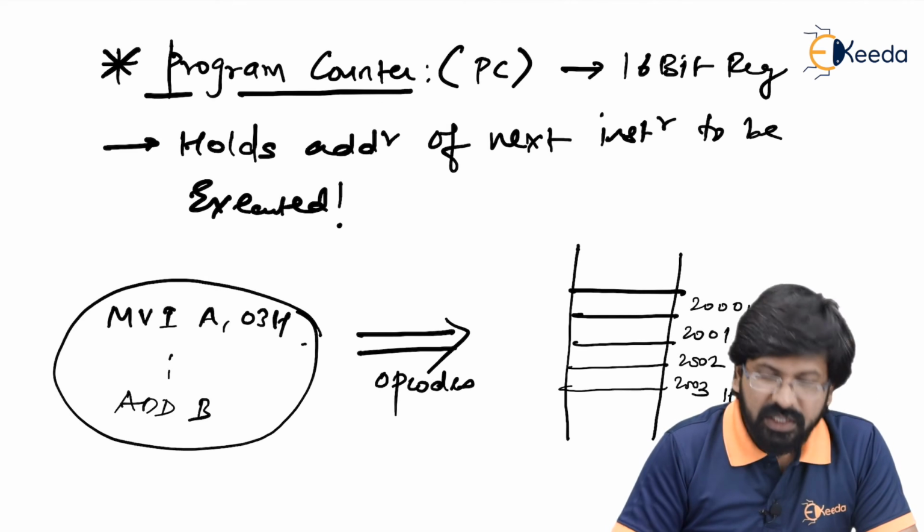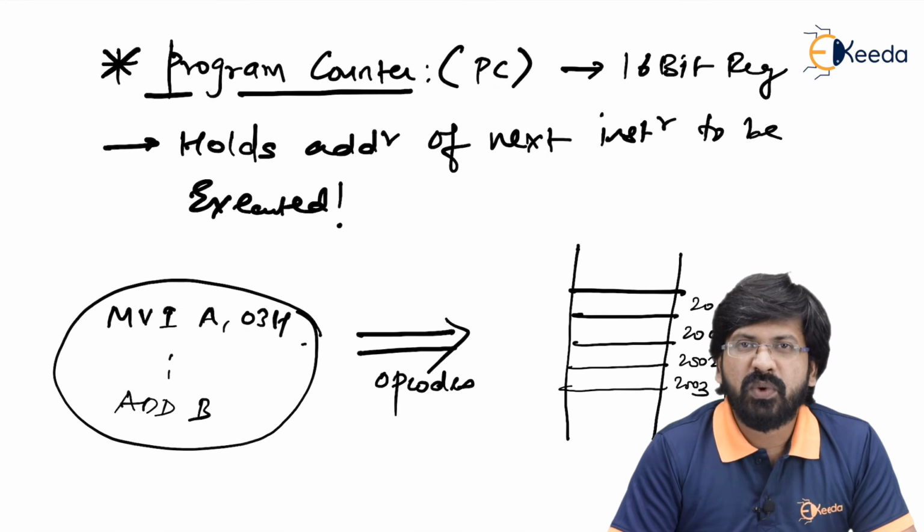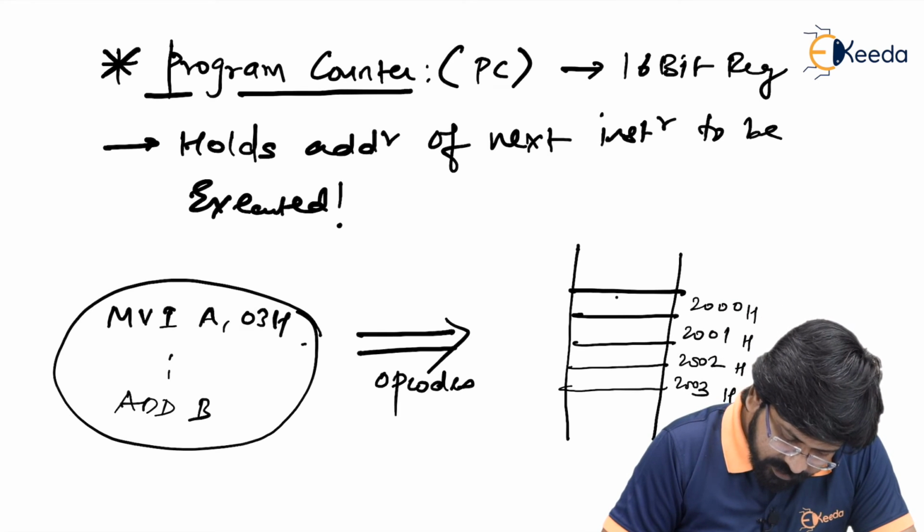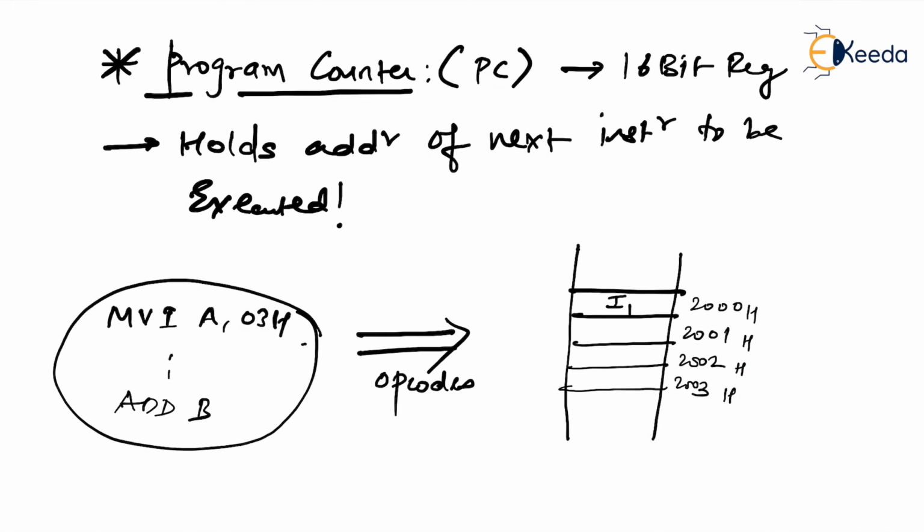So they are actually in fact stored in the form of codes. Let me just write I1 here. I1 refers to the instruction code for instruction 1. Similarly, instruction 2, instruction 3, instruction 4 and so on. All the codes of instructions are actually stored inside the memory, and that too in a sequential manner.